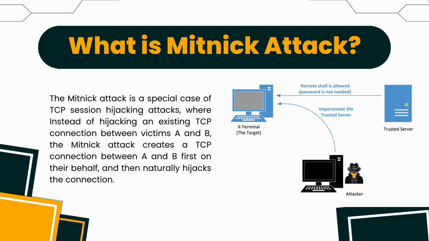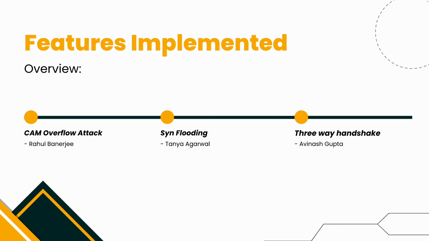The Mitnick attack is a special case of TCP hijacking. These hijackings take place in such a way that a connection is established between the victims A and B, where victim A is the X terminal here and B could be a trusted server. In the Mitnick attack, the trusted server doesn't even get to know that the attack is happening, and the X terminal, which is the target or the victim, often communicates with the attacker thinking that it is communicating with the trusted server. Now Tanya will explain the features we have implemented.